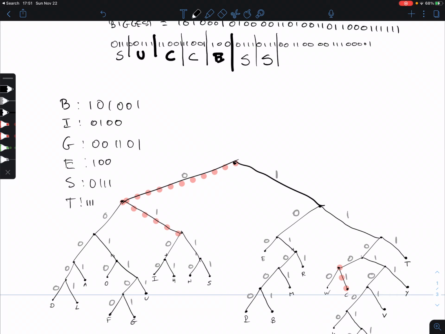0, 0, 1, 1, 0, 0, 0, 0. Let's see where it leads us. I should have done this first. Okay, so 2 zeros, 2 ones, 2 zeros, 2 zeros, 2 zeros, 2 ones, 2 zeros. Oh, that ends me in an F. This is where the F ends.